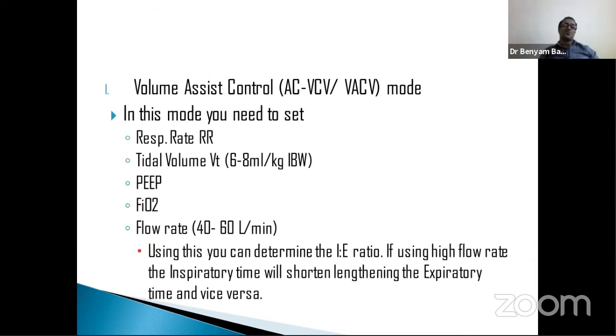So far, we haven't discussed the flow rate, but I will come to what it means. Some machines in volume mode do not have the IE ratio or inspiratory time, or you can only see what the IE ratio is. But you will indirectly control the IE ratio by manipulating the flow. So if you're using a high flow rate, obviously the inspiratory time will be shortened and the expiratory time will be prolonged, and vice versa. If you're using a lower flow rate, the inspiratory time will be prolonged and the expiratory time will be shortened.